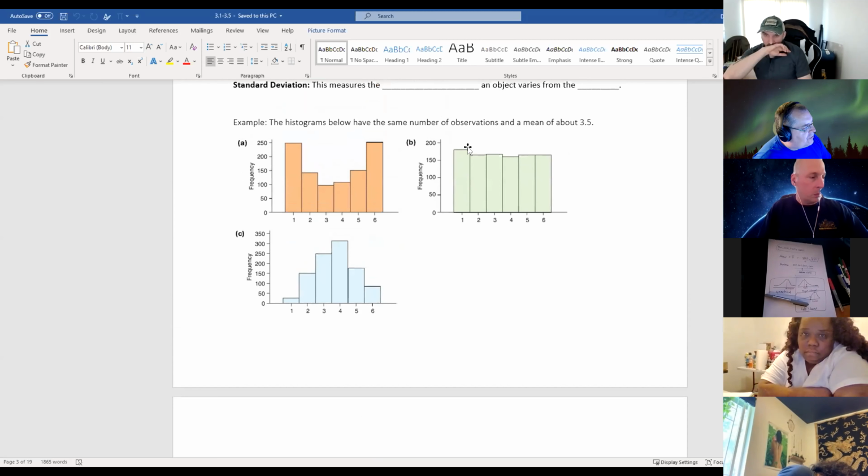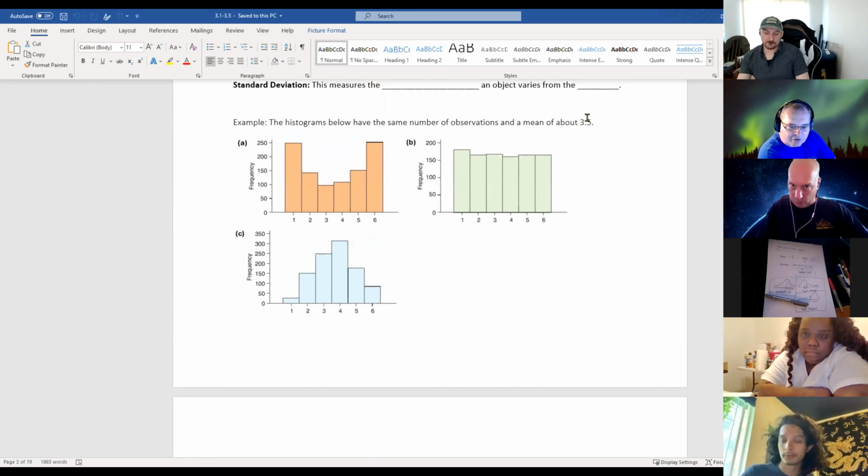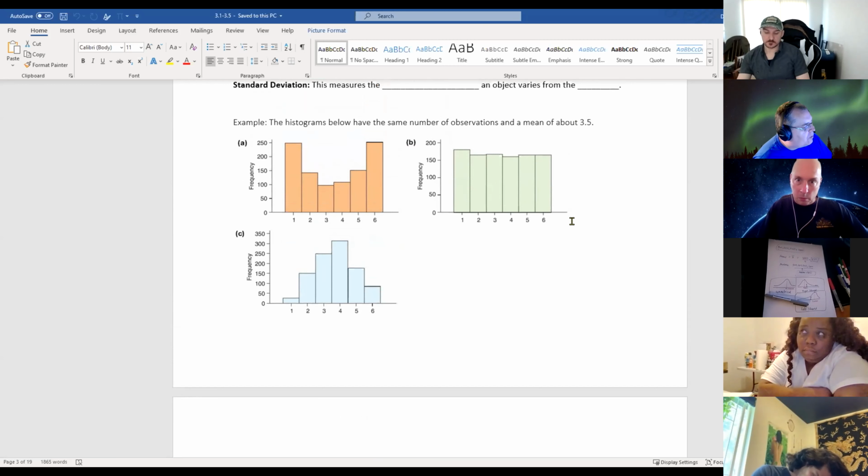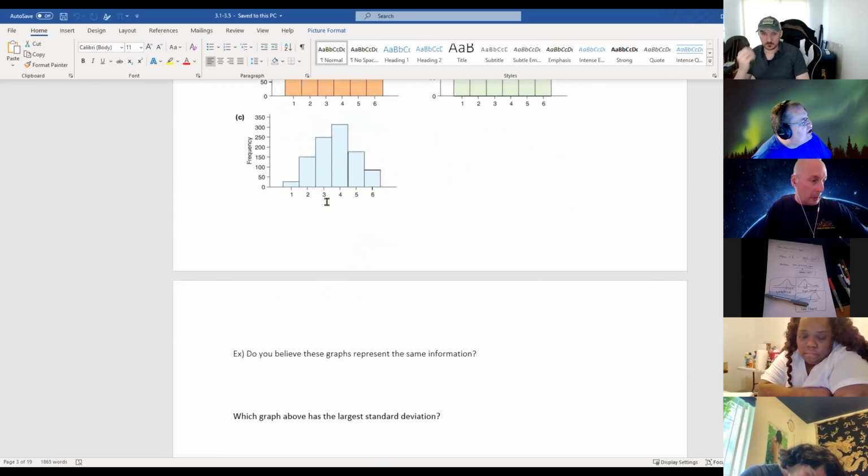Right, now this data here is very boring because almost every single one of them is the same height. Would you say that this is also symmetrical in shape, just a different kind of symmetry? So where's the middle this time? About here? 3.5. Mean 3.5, median 3.5. This shape here is a little bit less symmetrical.